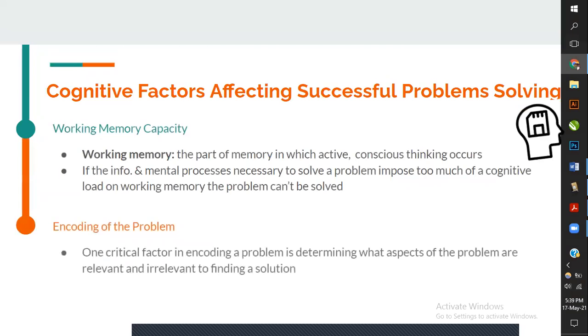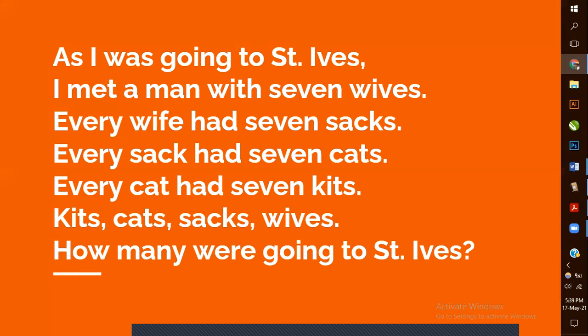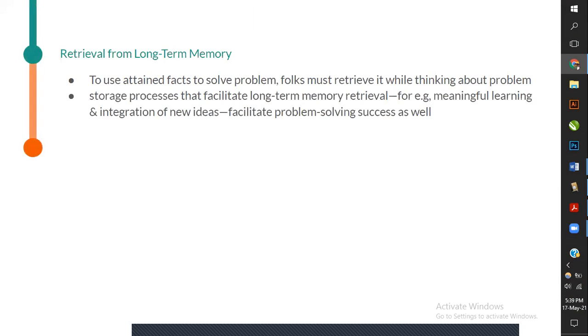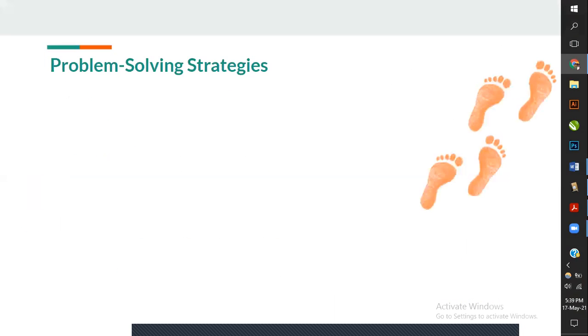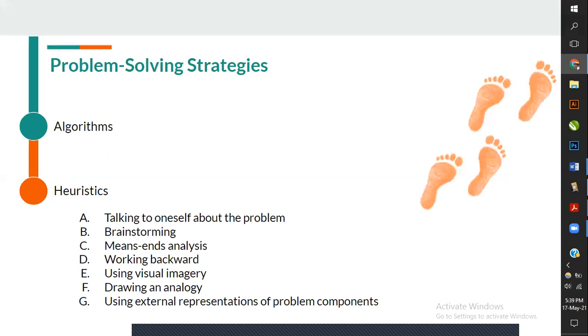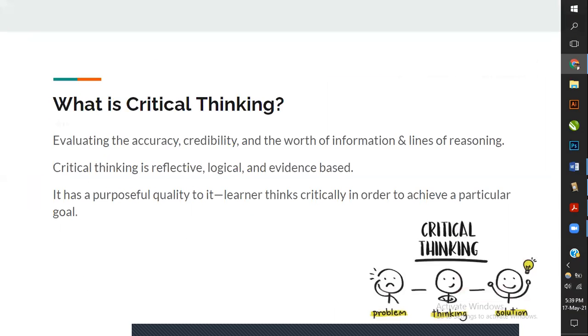Right. So we recapped on cognitive factors. We did a little on ways of encoding, a little activity, and yeah, all of this will be in the handout. Right.